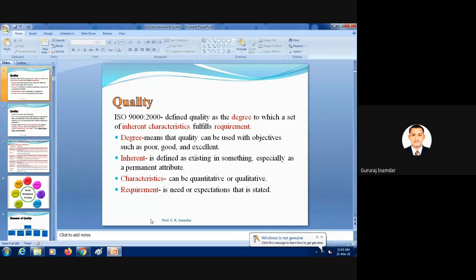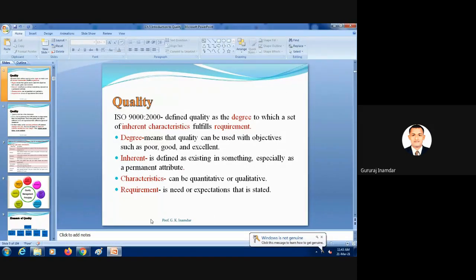So whatever we can say, the inherent is nothing but the original, which is of inherent characteristic that fulfills the requirement. Whatever the output of that product, it should be original, or inherent characteristics that will accomplish the customer's requirement.